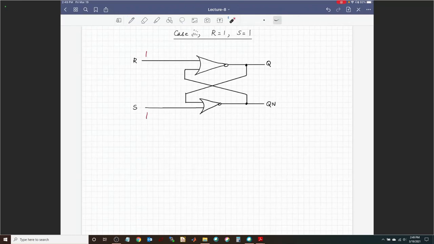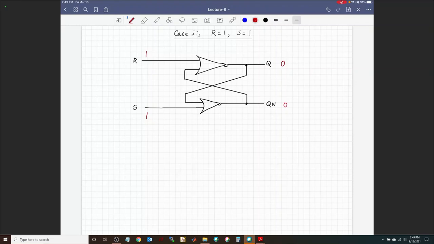Case 3 is R input is 1 and S input is 1. So if R input is 1, what can you tell me about Q? And if S input is 1, what can you tell me about Qn? Both are 0. Bennett says both are 0, and he's absolutely right. Both are 0 because one of the inputs to the NOR gates is a 1. Then my next question is going to be, is this stable?